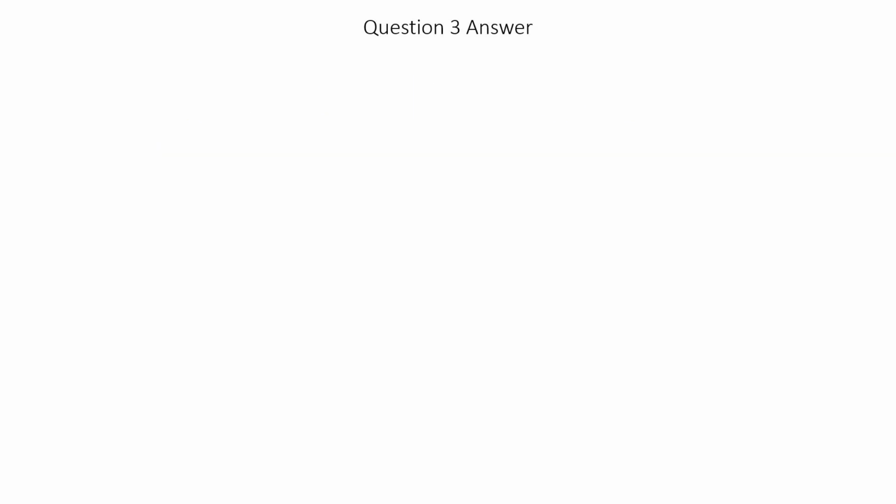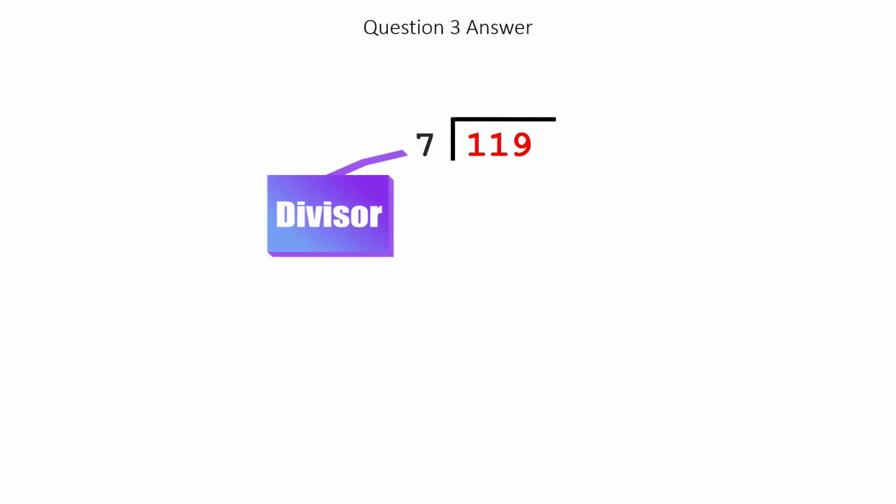We'll start by writing the long division symbol. The number being divided goes inside the symbol. The number that does the dividing goes outside the symbol and is called the divisor. The answer will go above the division symbol.